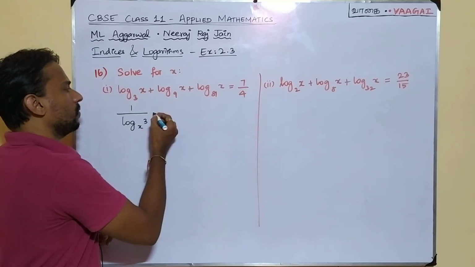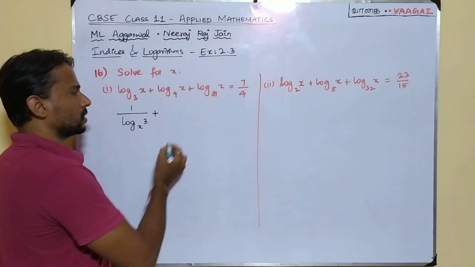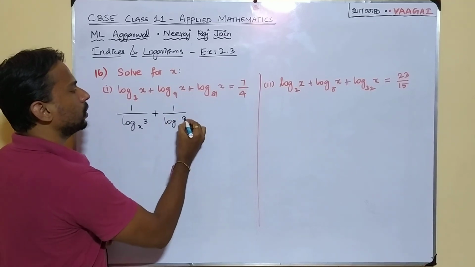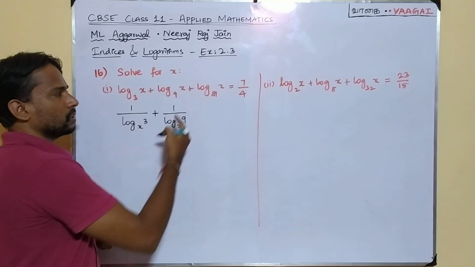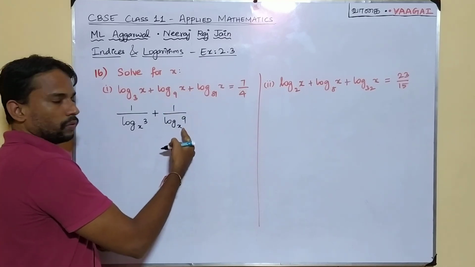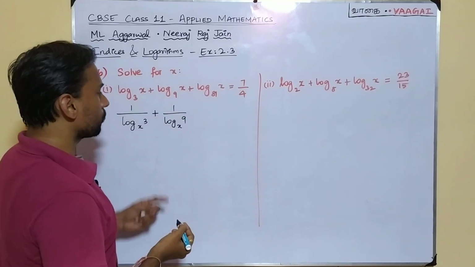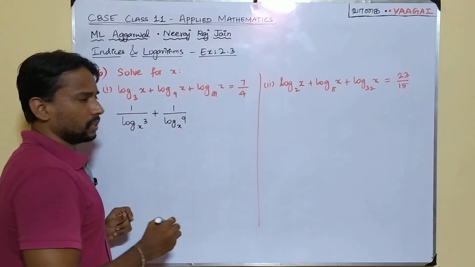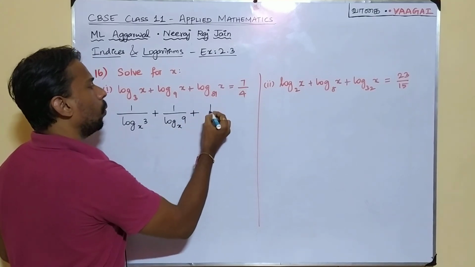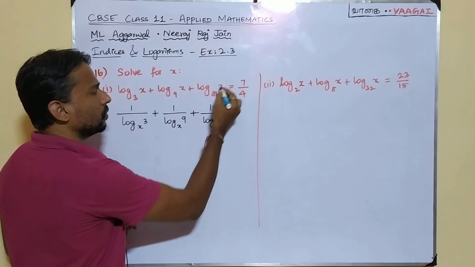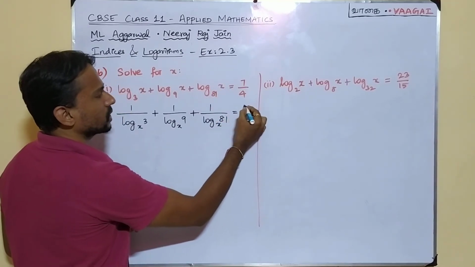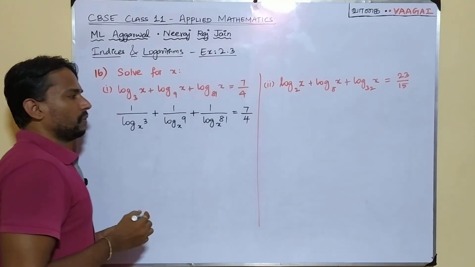That's it. Okay, same way, plus 1 by, this also we will write the same way, 1 by log. Now what happens is 9 to the base x. Is it or not? Because here we had x to the base 9. So when you try to write as a reciprocal, what happens is, this will become log of 9 to the base x. That's it. Okay, plus 1 by log of, this one will become 81 to the base x is equal to 7 by 4. So this is what we have, right?